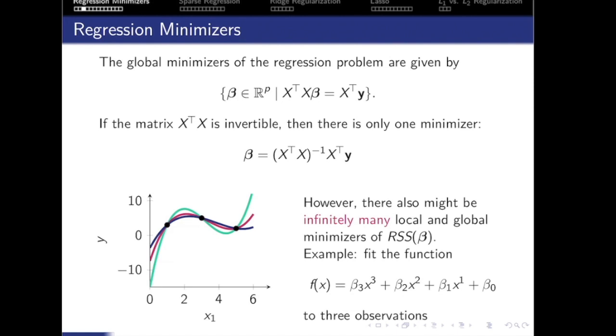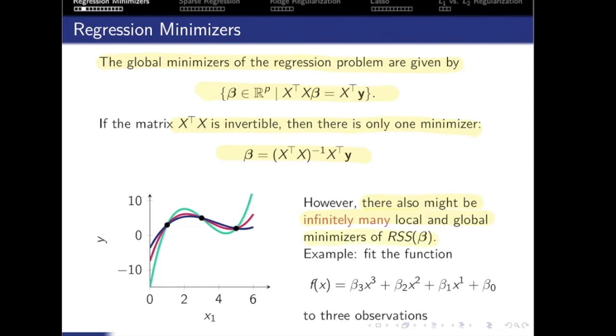And the result was that the global minimizers of the regression problem are given by this set of regression vectors beta, where every beta determines one regression function. Now, if the matrix X transpose X is invertible, then we can solve this. Then we can multiply the equation above by the inverse of X transpose times X, and then we get as result one uniquely defined optimal regression vector beta. But there might also be infinitely many local and global minimizers of the residual sum of squares.